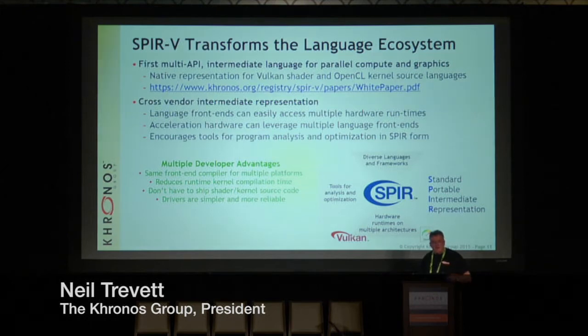For developers, SPIR means you don't have to ship the source of your shaders or your kernels anymore. You can begin to use the same compiler front end, even if you're targeting different hardware backends, to reduce dependency on vendor implementations. The drivers are simpler, more reliable. You don't have to put a compiler into the driver anymore if you're ingesting the language through SPIR-V.